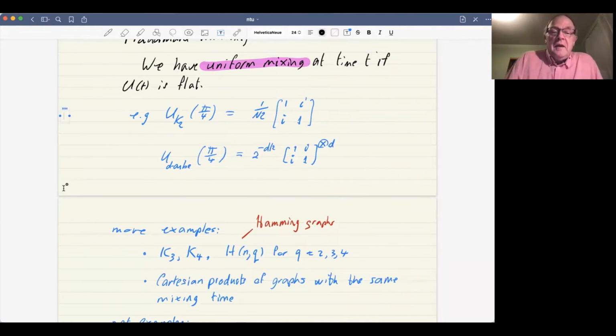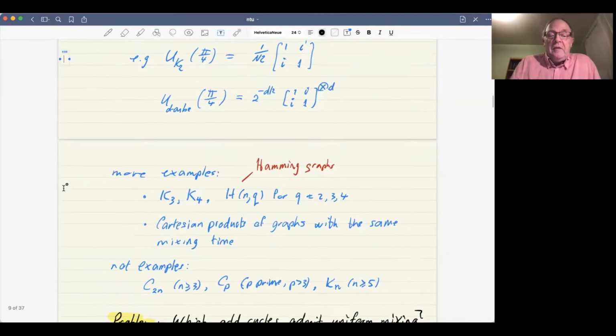Well, the complete graphs on 3 and 4 vertices show uniform mixing. The Hamming graphs, which I'm not going to define, so q equals 2, 3, and 4 have uniform mixing. And Cartesian products of graphs with the same mixing time have uniform mixing. So if you take Cartesian powers of K3, that graph will have uniform mixing. So you do have infinite families of examples.